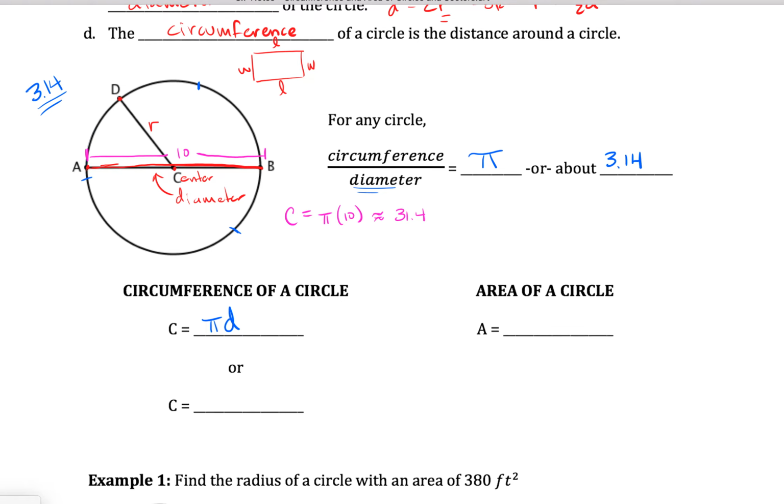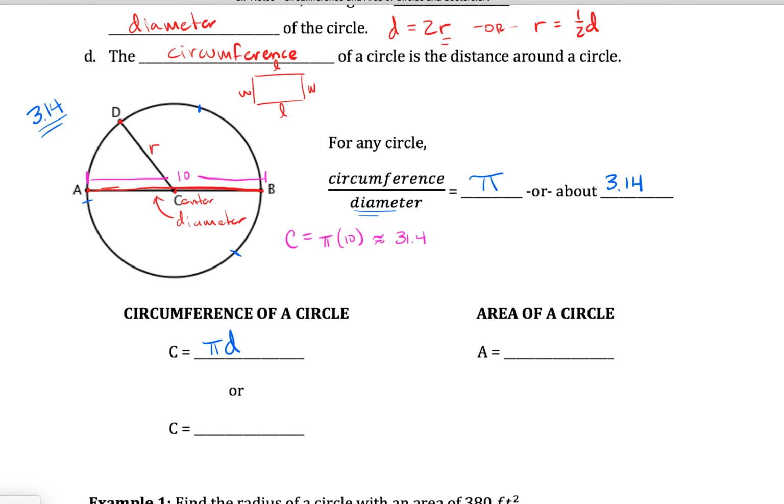Now there's another formula for the circumference of a circle that you might want to know, and it uses the idea that the diameter of a circle is equal to 2 times the radius. If I replace this diameter with 2r and rearrange that a little bit, I would get this other formula for circumference, which is 2 times pi times the radius, or 2 pi r.